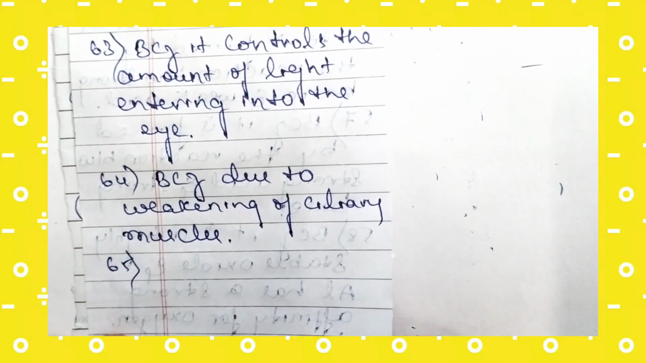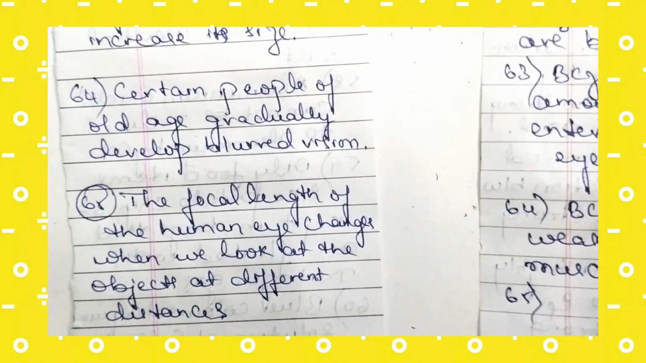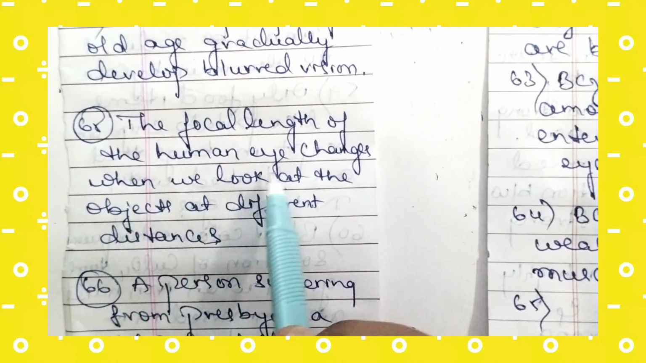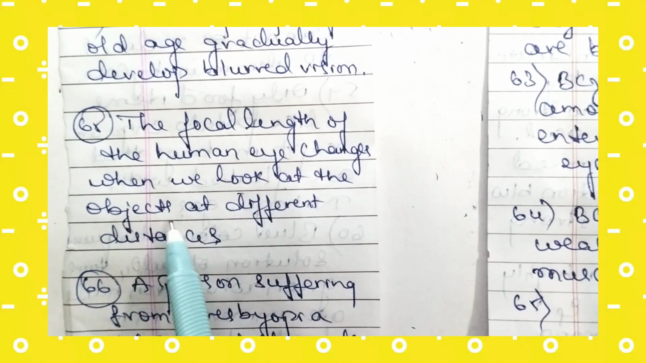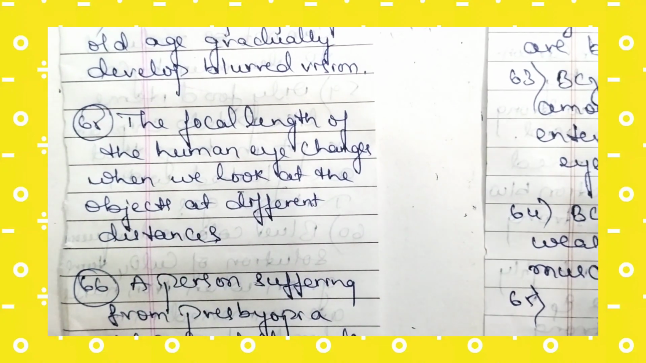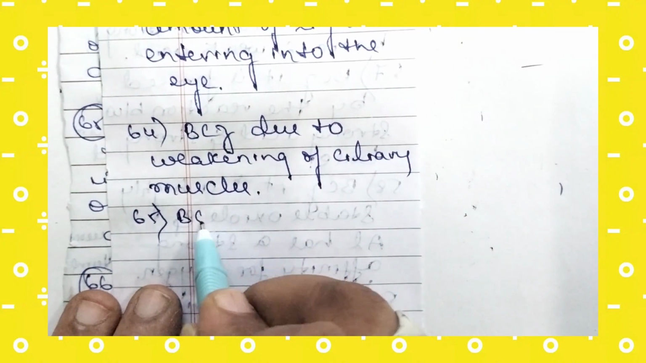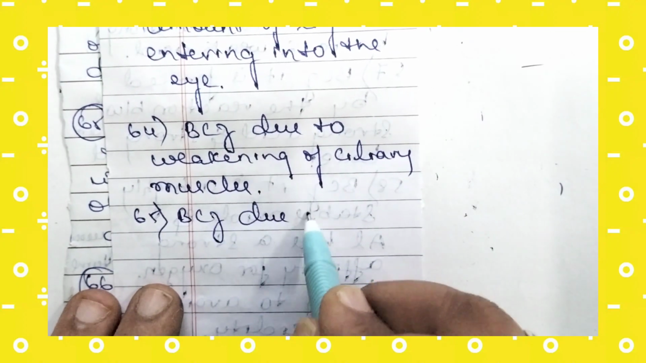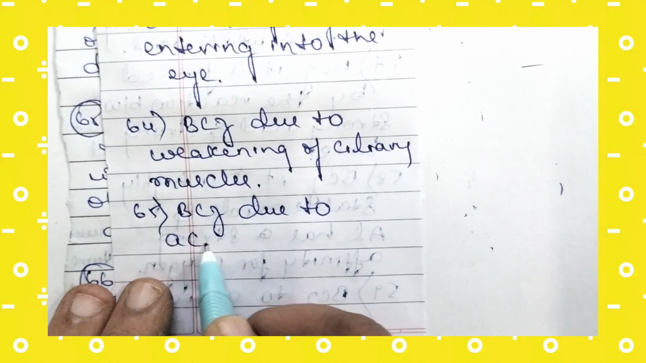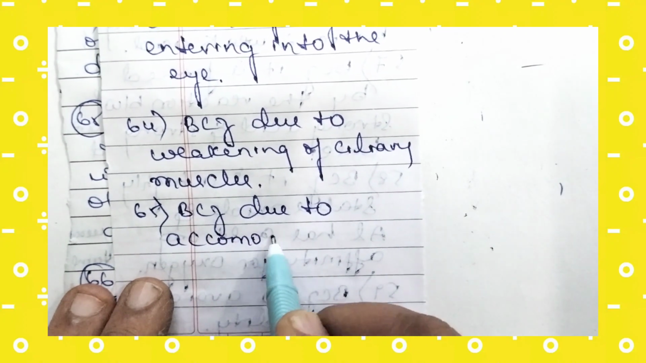Now let us move for 65th question. The focal length of the human eye changes when we look at the object at different distances because due to accommodation of eye.